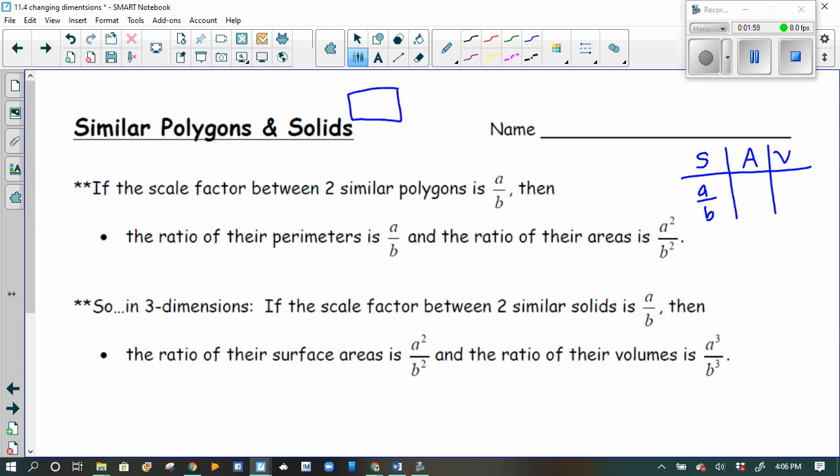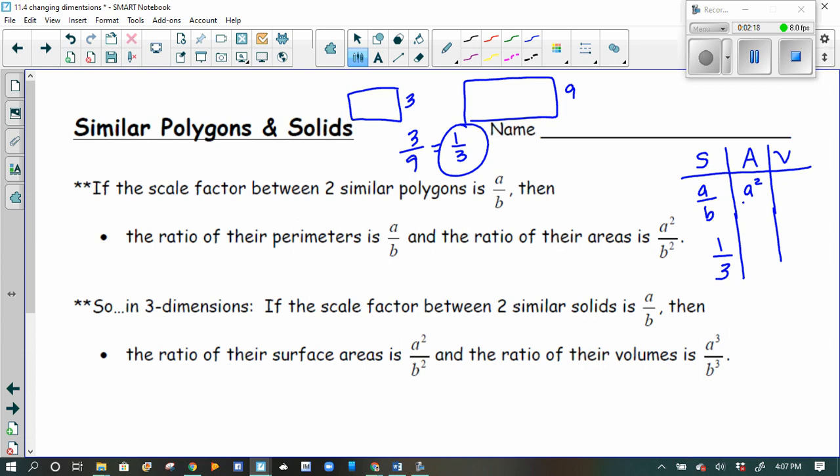So let's say we have two rectangles. If this side is 3 and this side is 9, then if I did 3 over 9, it would reduce to 1/3. So their scale factor would be 1/3. Okay, so that would be your S column. A squared over B squared would be 1 squared over 3 squared, which would be 1/9. And then volume would be A cubed over B cubed, so 1 cubed over 3 cubed, which would be 1/27.